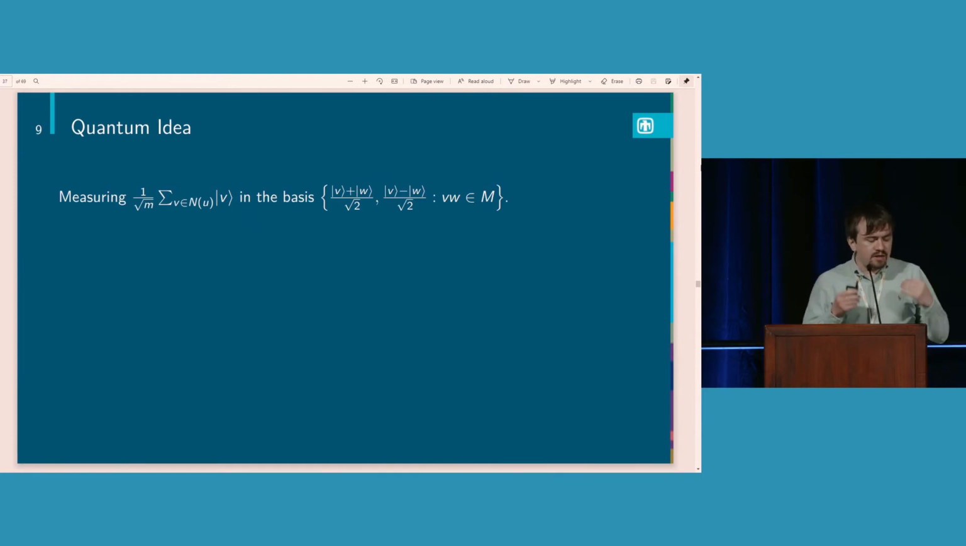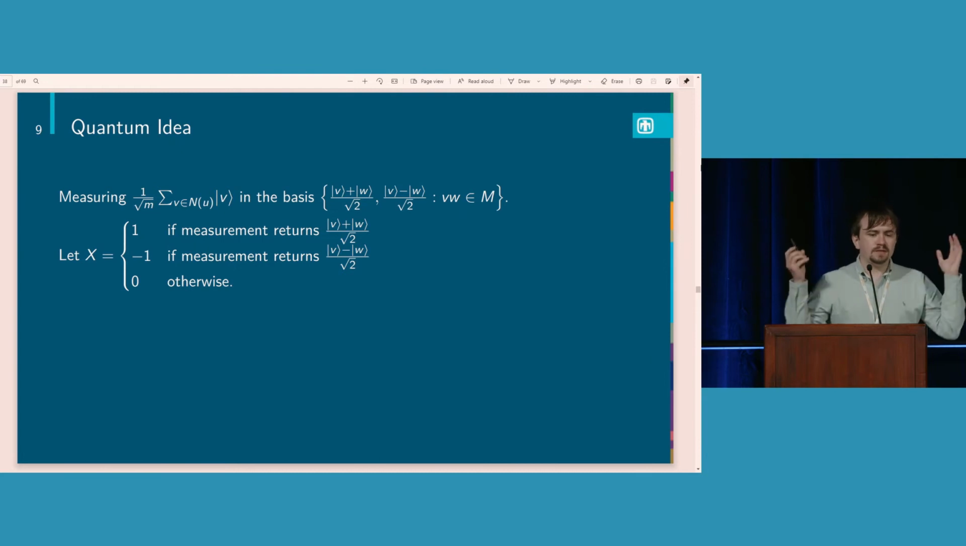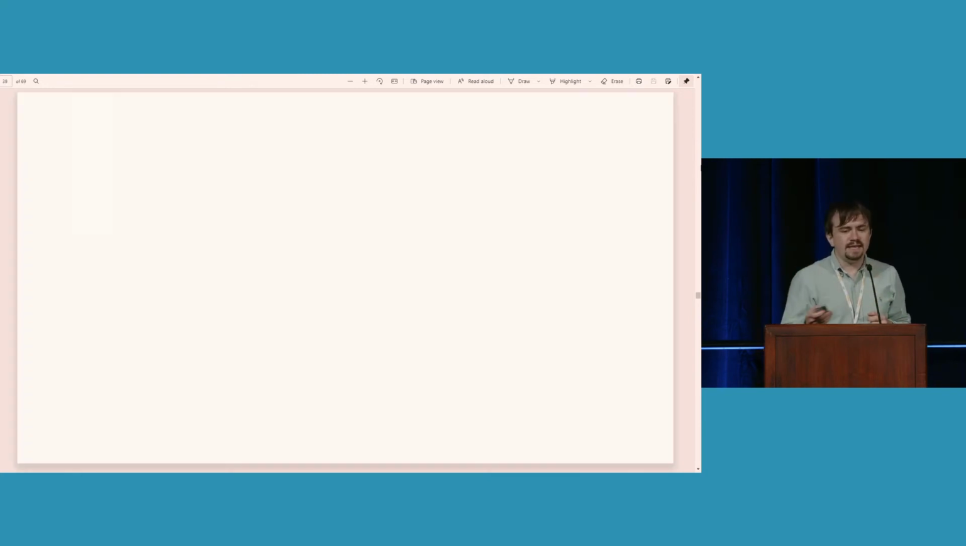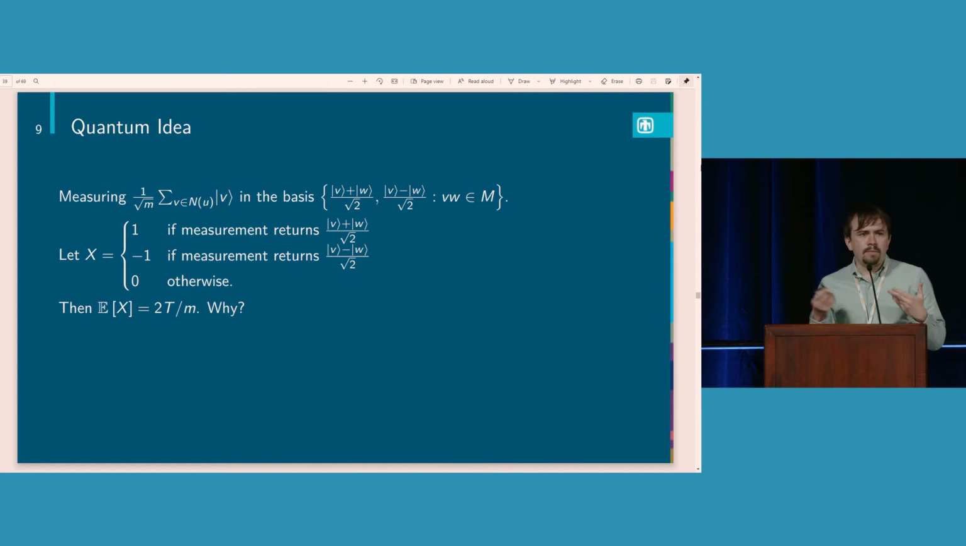Well, I'm going to define a random variable x that's just +1 if Bob's measurement returns one of his plus basis elements, -1 if he gets one of his minus basis elements, and 0 otherwise. And I'm going to claim that the expectation of this random variable is proportional to the number of triangles in that final graph. So why is this?